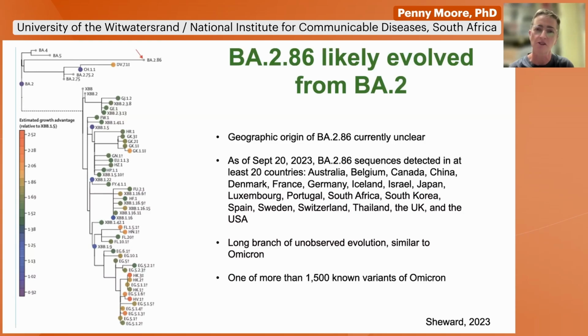And that again speaks to the lack of general sequencing globally now, in that those intermediates likely occurred and likely spread within the population, but we didn't see them in our genomic surveillance.